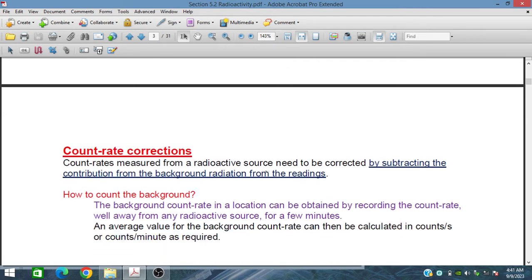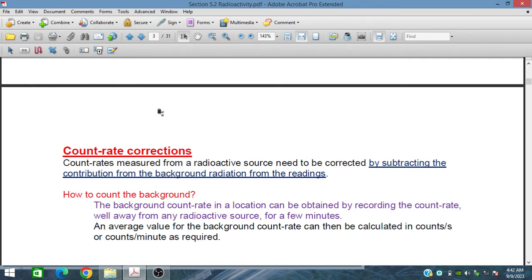Count rate measured from a radioactive source needs to be corrected by subtracting the contribution from the background radiation from the reading. Whenever a radioactive source is used, we should always subtract the contribution from the background, because that radiation is not emitted from the source, but from the background.